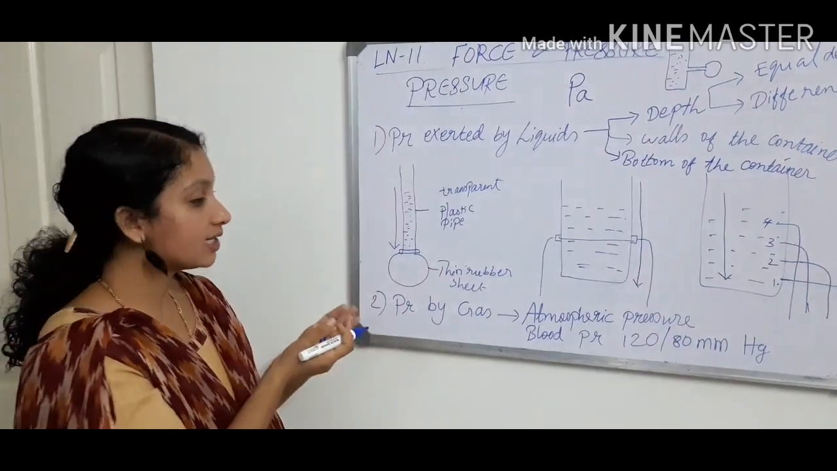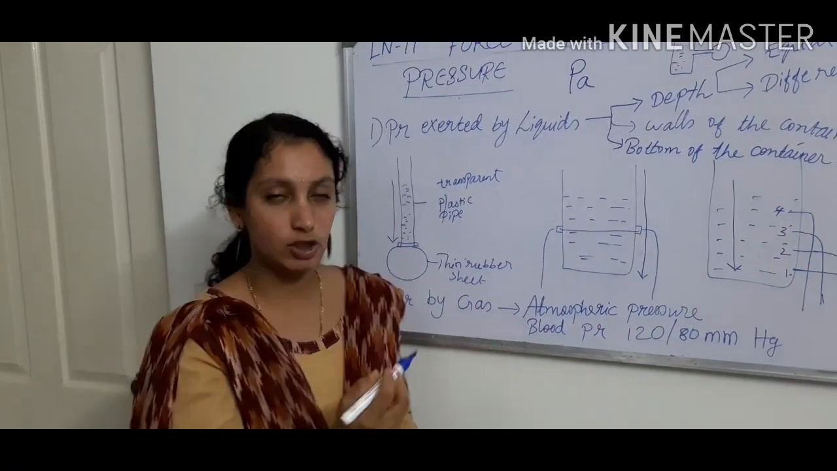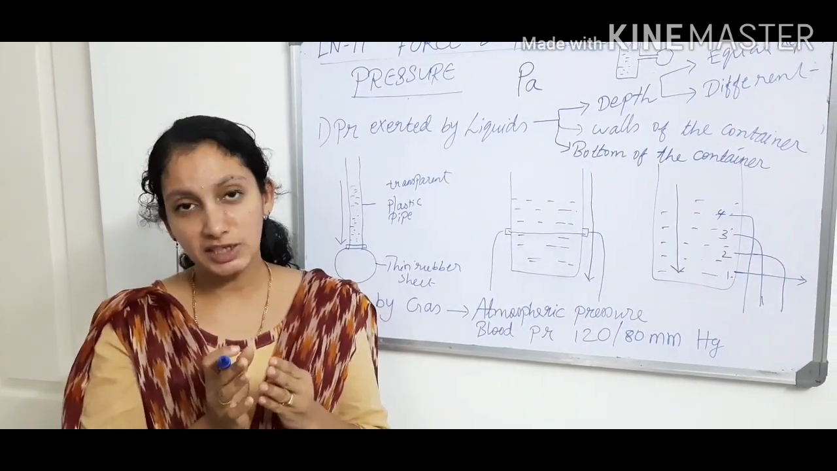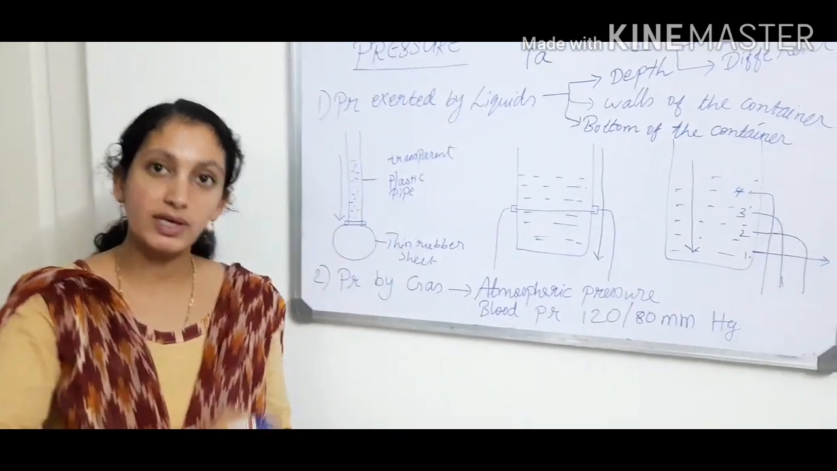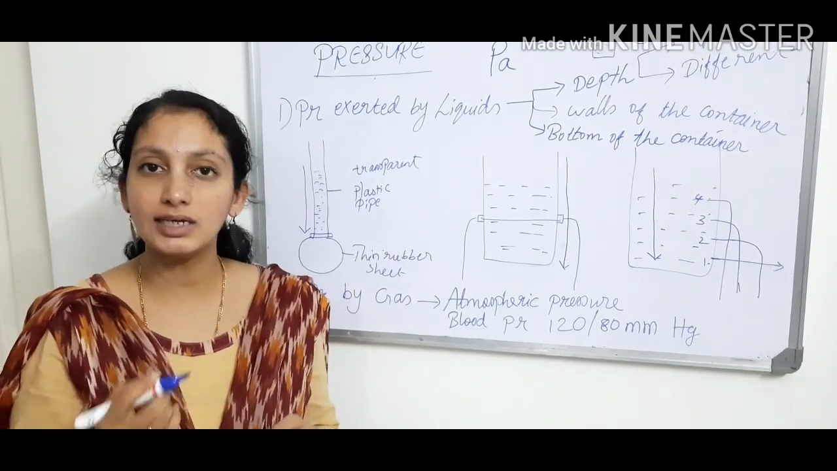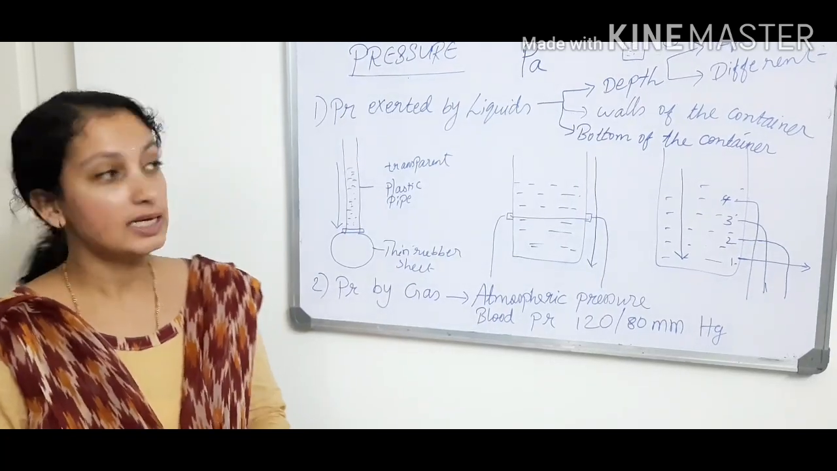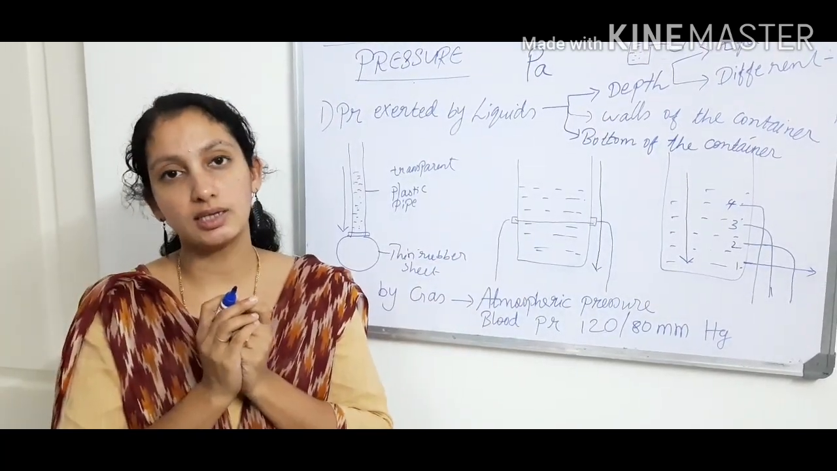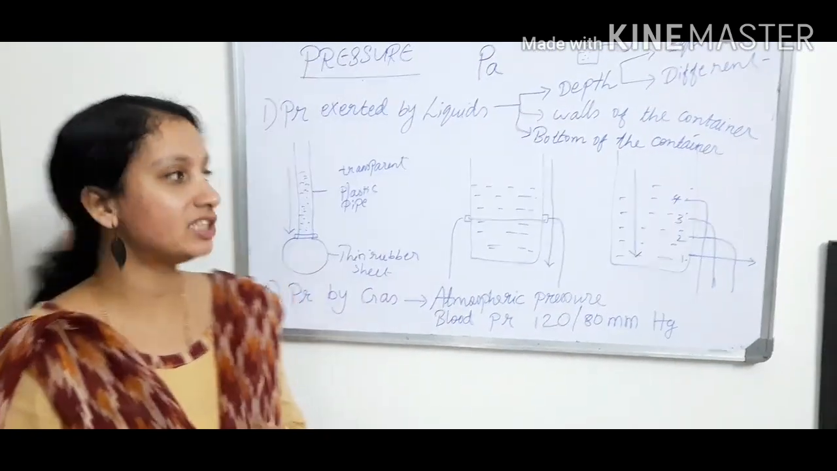Next we'll move to the last topic of this lesson, pressure exerted by gas molecules. That is called as atmospheric pressure. The pressure which is exerted by the air molecules on the surface of the earth, which extends around 300 km from the surface of the earth, above the surface. So this collision of the molecules is exerting some pressure that is called as atmospheric pressure.